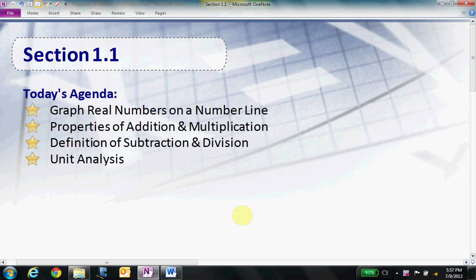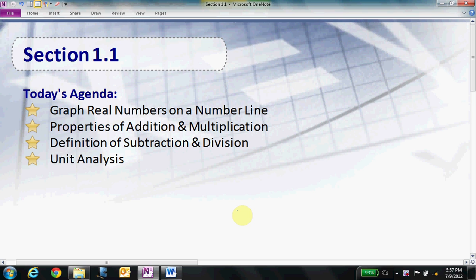Alright, welcome to section 1.1 where we're going to go over some basics of algebra. You're going to see that that's the case for most of chapter 1 and chapter 2. We're going to just review a lot of topics that you have seen in algebra 1, but it's been a couple years since you've seen it. So I just want to give you guys a little bit of a refresher.